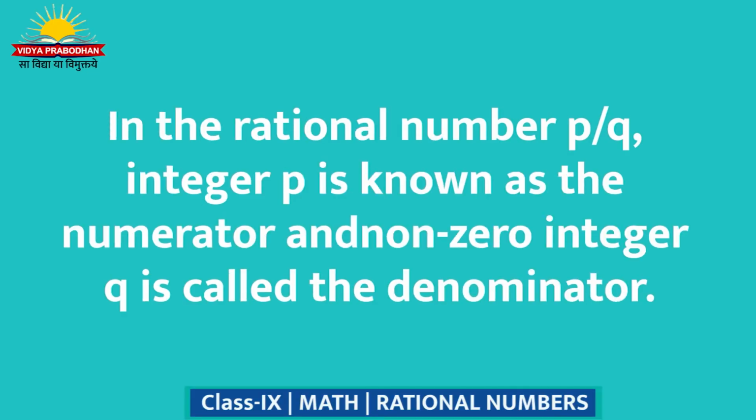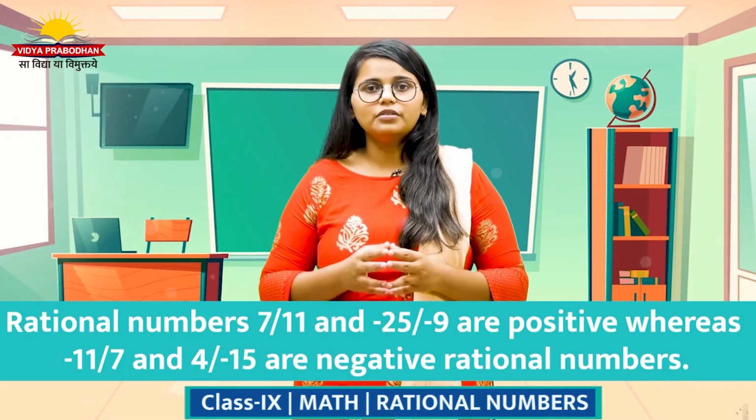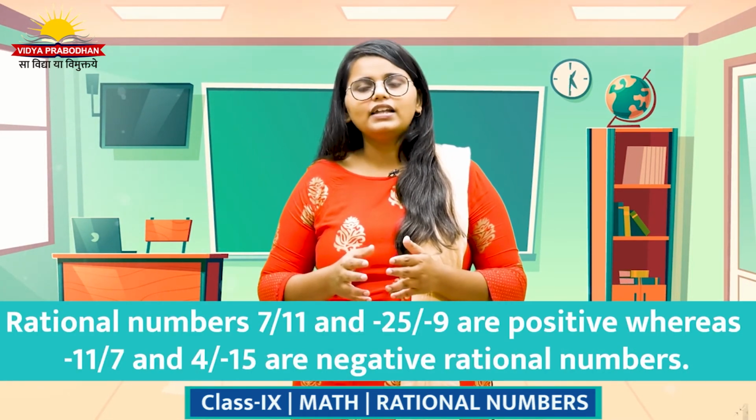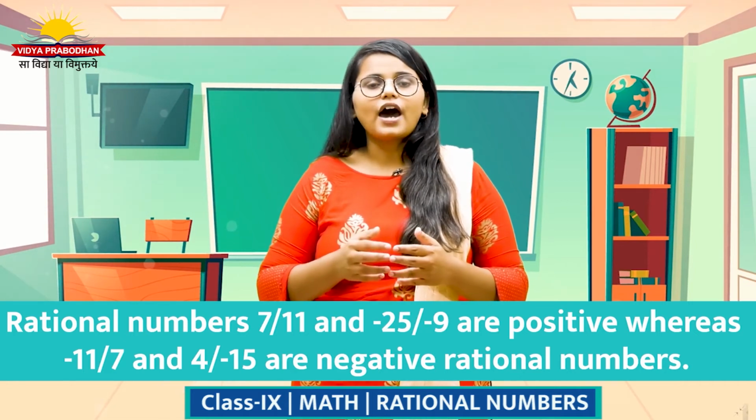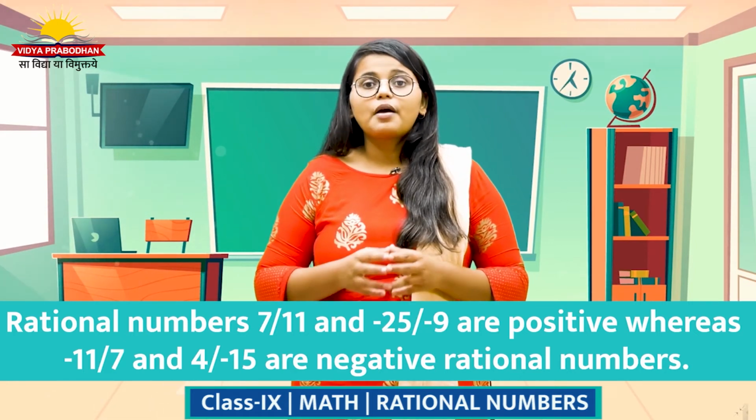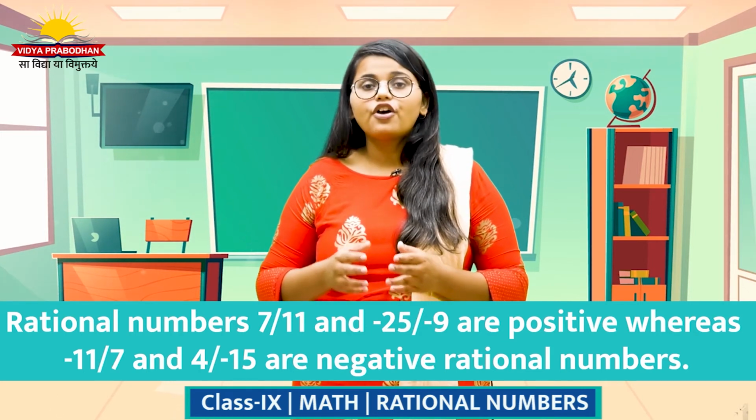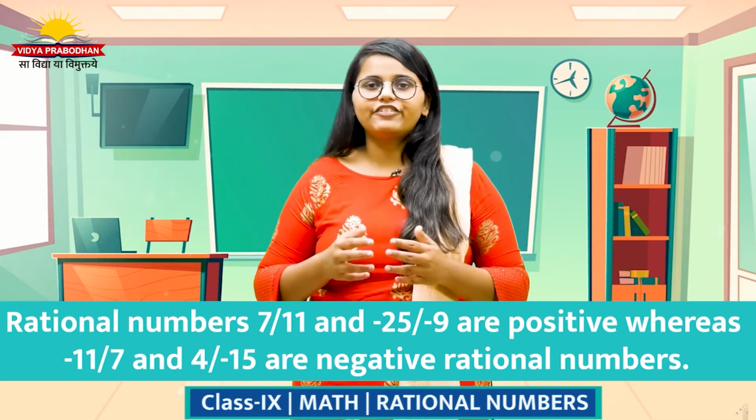In the rational number p by q, integer p is known as the numerator and non-zero integer q is called denominator. If the numerator and denominator of a rational number are of the same sign, then it is said to be positive. Otherwise, it is negative. Rational numbers 7 by 11 and -25 by -9 are positive, whereas -11 by 7 and 4 by -15 are negative rational numbers.